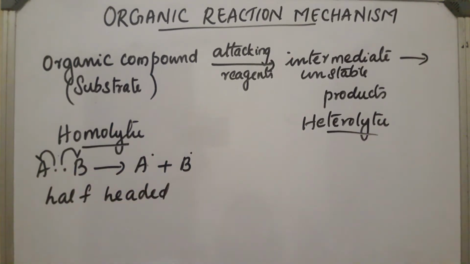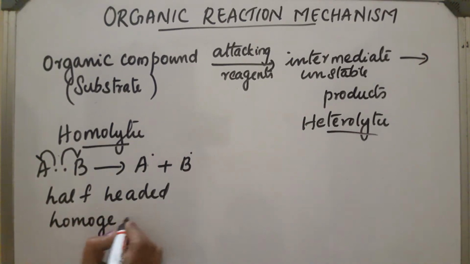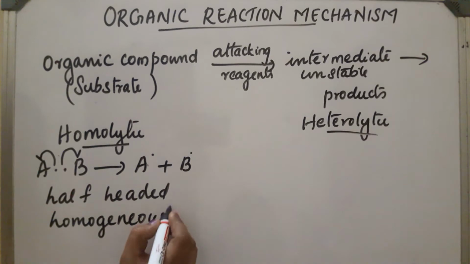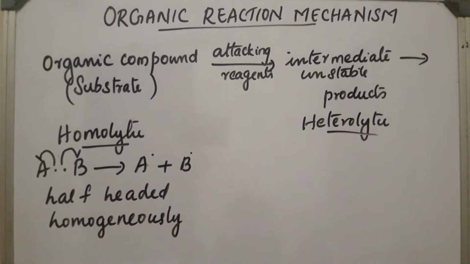The electrons are homogeneously distributed, so this cleavage is called homolytic cleavage, and the intermediates obtained are called free radicals. These free radicals contain one electron each. They contain an unshared electron, and they are highly reactive. They get converted into products. These are the intermediates obtained in the case of homolytic cleavage.